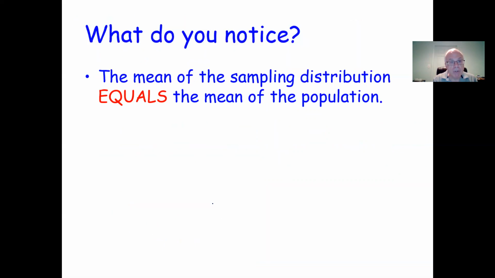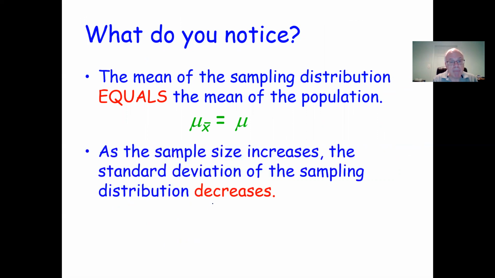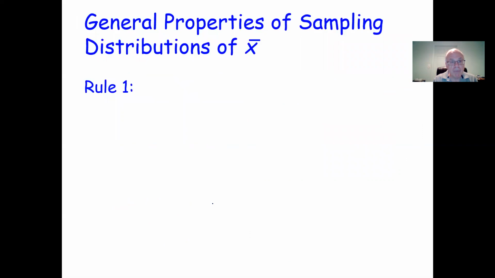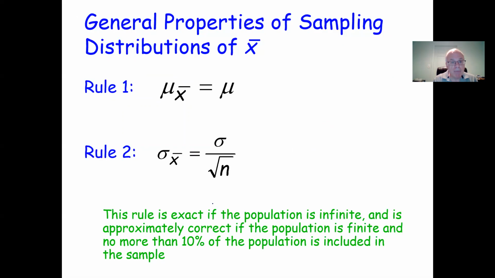So what do we notice? That the mean of the sampling distribution equals the mean of the population. Always true. As the sample size increases, the standard deviation of the sampling distribution decreases. Always true. So as n increases, sigma x bar decreases. General properties of sampling distributions of sample means. That's rule number 1.